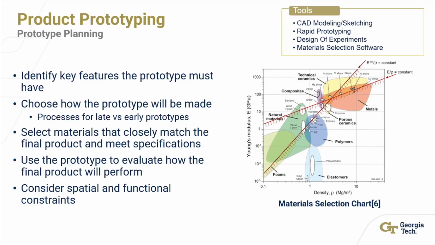Use the prototype to evaluate how the final product will perform. So we want to make sure the prototypes are as close to the final product as possible, while considering spatial and functional constraints. So here on the right, we have a materials selection chart that can be used to quickly and easily pick a material that can be used for a prototype. The tools used for prototype planning would be CAD modeling or sketching, rapid prototyping, design of experiments, and also various material selection software that make it very easy to pick a material.